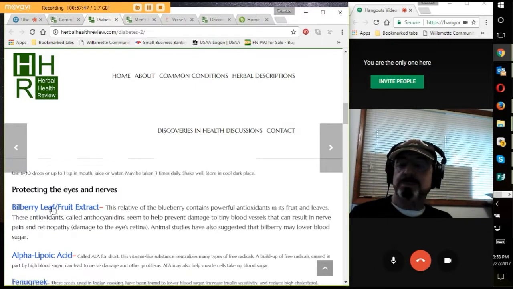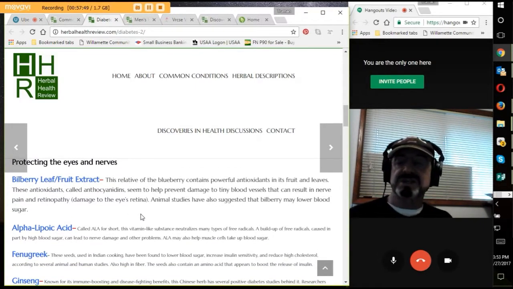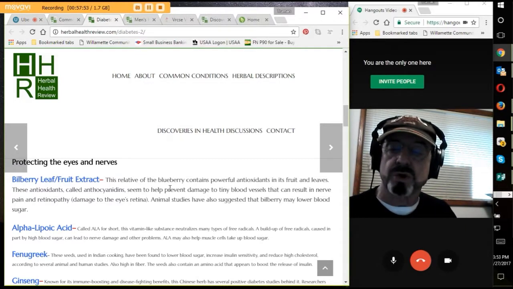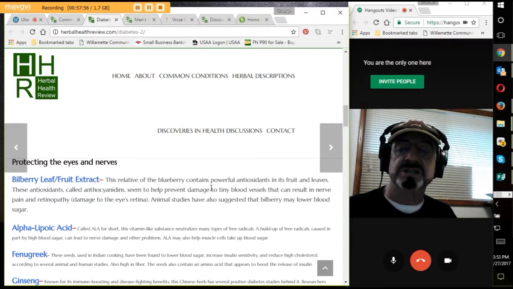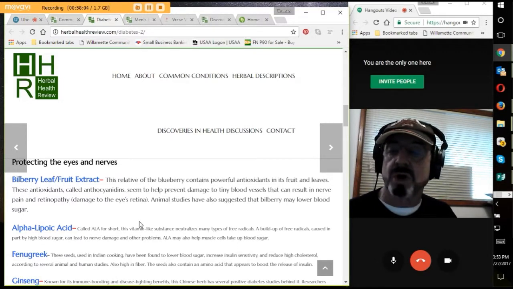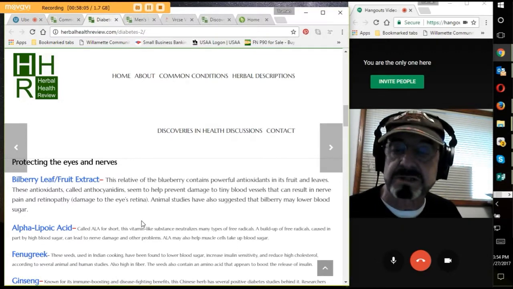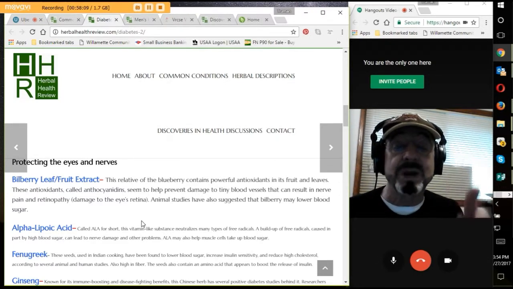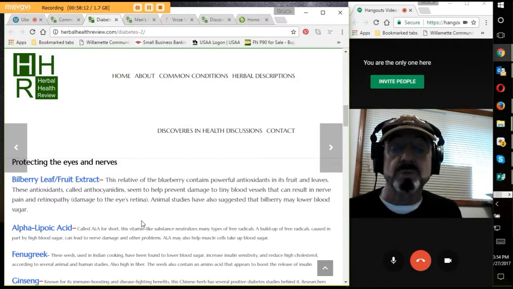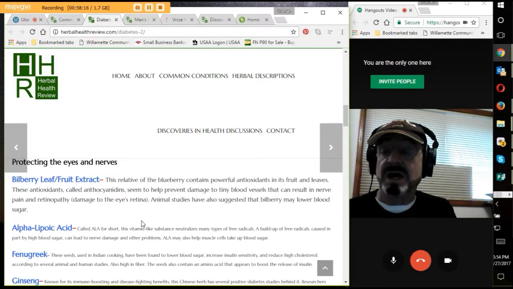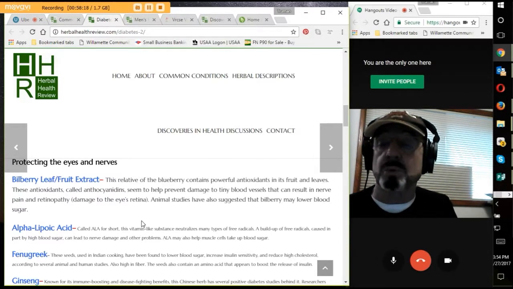But why are we using bilberry leaf and fruit? Because it's the relative of blueberry. Bilberry is a little stronger than the blueberry. It contains powerful antioxidants in its fruit and in its leaves. These antioxidants, called anthocyanidins, seem to help prevent damage to tiny blood vessels that can result in nerve pain and retinopathy, and damage to the eye's retina.